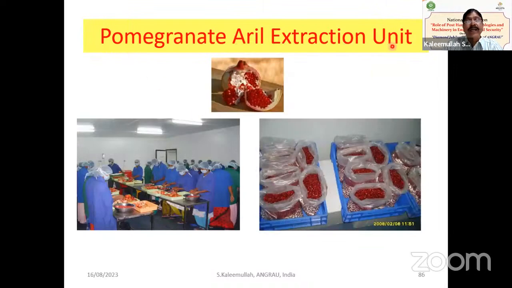And this is a pomegranate aril extraction unit, especially at Vijayawada. Though you may have this pomegranate, it is very difficult to cut and separate the arils. That is the main problem. This is an industry where they have engaged a number of laborers to separate all these arils, pack them, and send them to the Gulf countries.